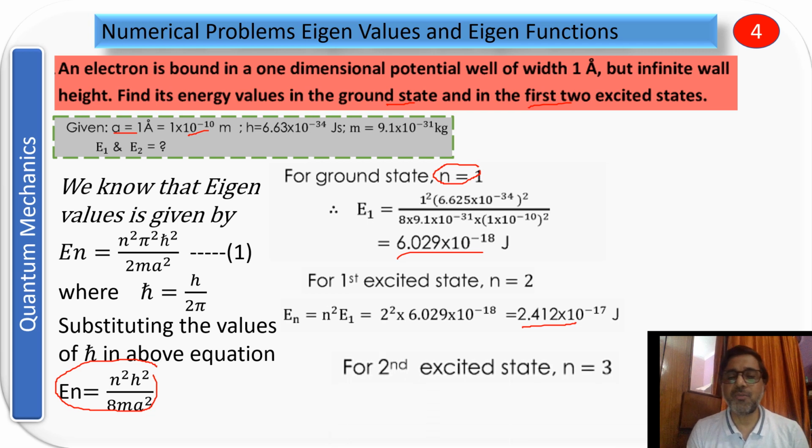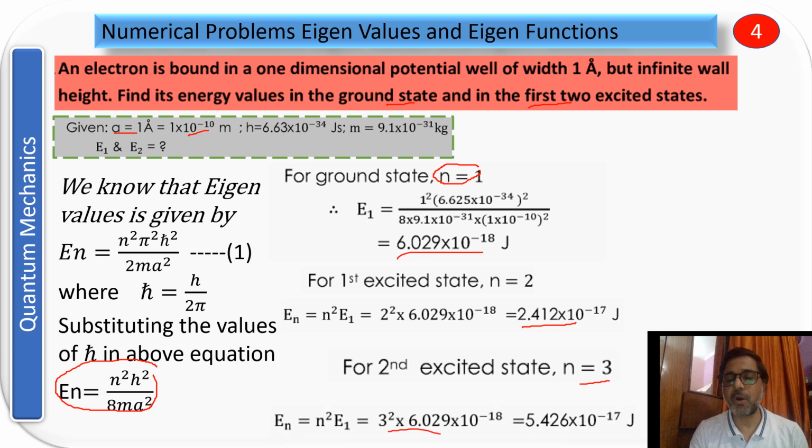Similarly, for the second excited state, naturally n equal to 3. So 3 square is equal to how much? 9. So here I have multiplied this by 9, and you have got this value equal to 5.426 into 10 to the minus 17 joules. This you can also solve by putting n equal to 2, n equal to 3 in this formula, equation A. But I think that's not required. If you have already calculated for the ground energy state, then if the second or third energy state is being asked, you should use this concept. So let's move to the next problem.